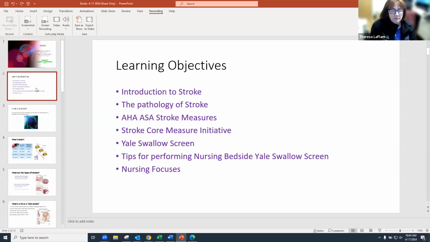We have a special initiative that we check patients for swallow screening for safe swallowing before they take any intake at all, which means any oral intake for diet or for fluids, or also any oral medications. And that tool that we use is called the Yale Swallow Screen. Then we have some tips for you about performing the Yale Swallow Screen. And then we'll end it by going into some nursing focuses that we have here, where we focus directly on stroke.